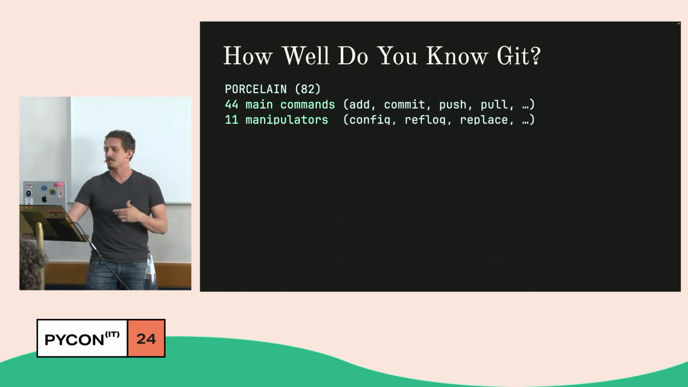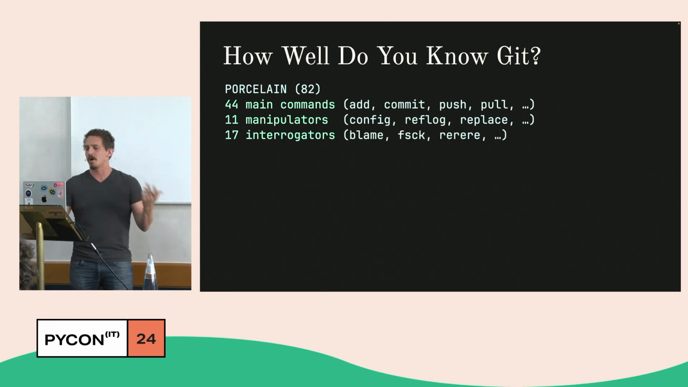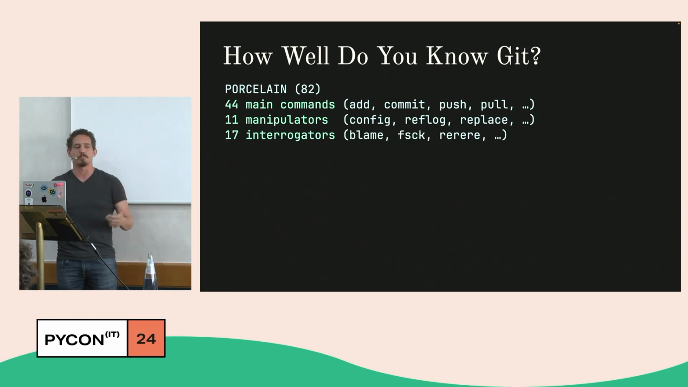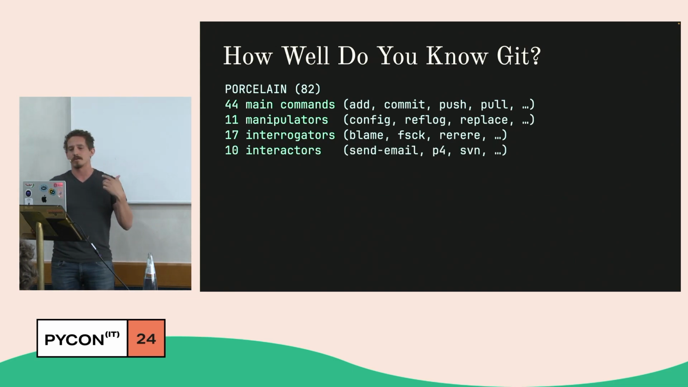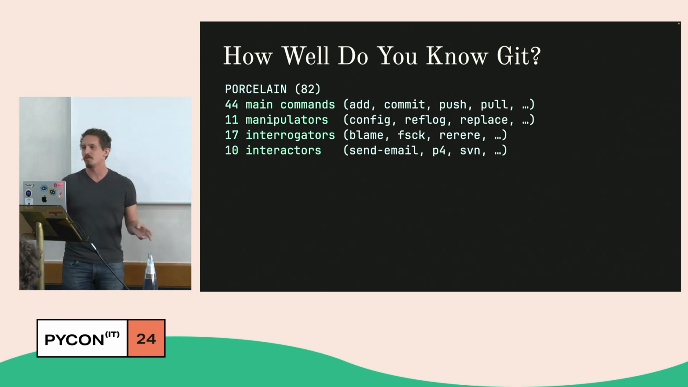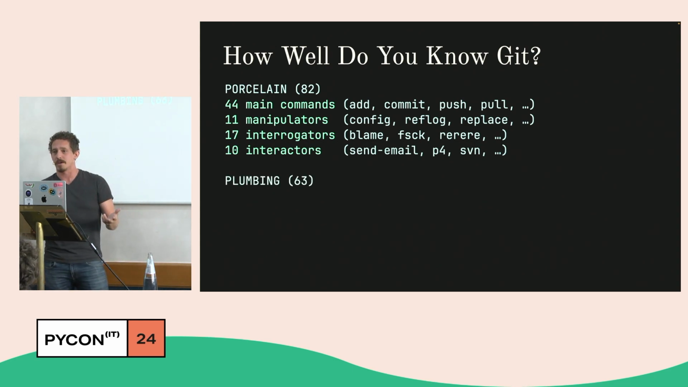There's manipulators, and you probably use config from time to time, or when you first set it up, reflog, replace, things like that. There's interrogators, things that kind of go through your history, like blame. There's interactors, like send email, Perforce, Subversion bridges. There's a bunch of stuff that none of you have probably ever used, but they do exist there for interacting with other systems. And then there's a bunch of plumbing commands.